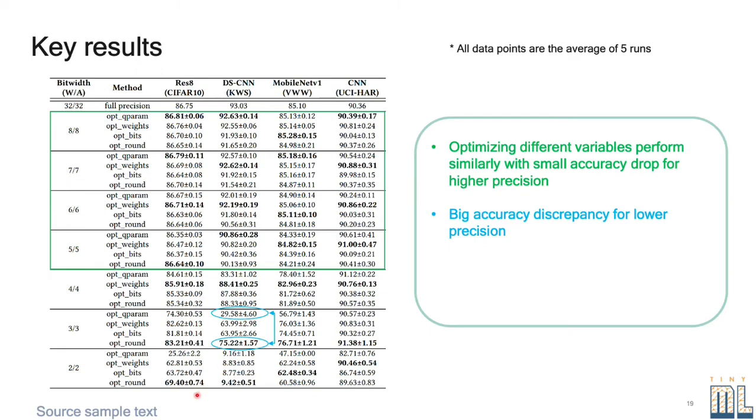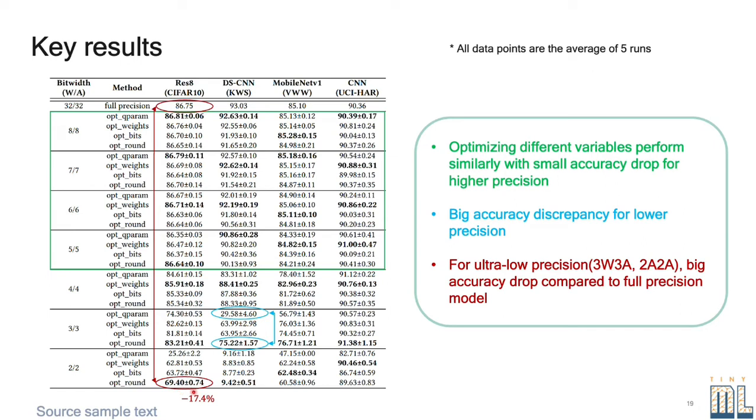And even for the best pipeline, there's still big accuracy drop when compared to the original full precision model. In this case, it's up to 70.4% accuracy drop.